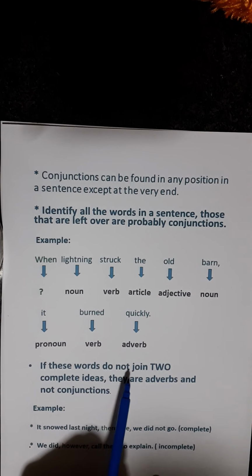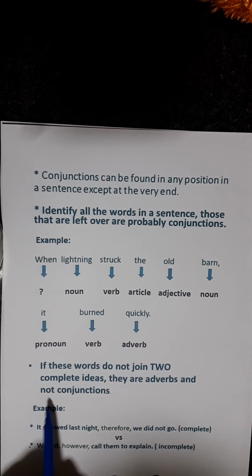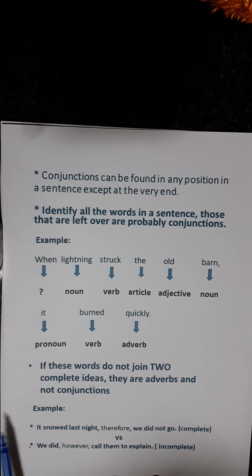If these words do not join two complete ideas, they are adverbs and not conjunctions. So if it's not a complete idea, then we would say it is an adverb. For example, it snowed last night. We did not go. There's my clause. We did not go and it snowed last night. Two separate sentences. Combine them with your conjunction. It snowed last night, therefore we did not go. So it's two complete sentences.